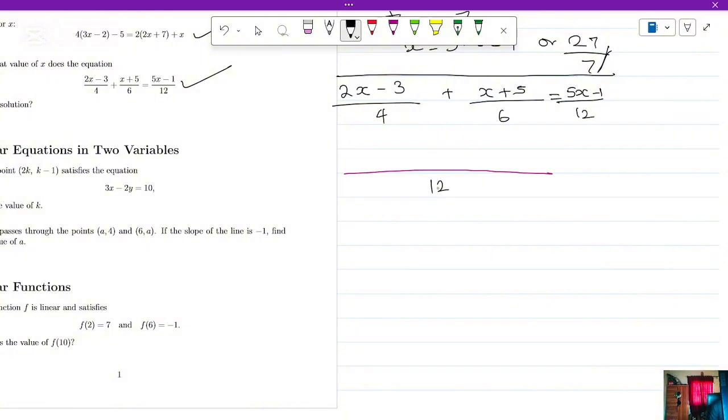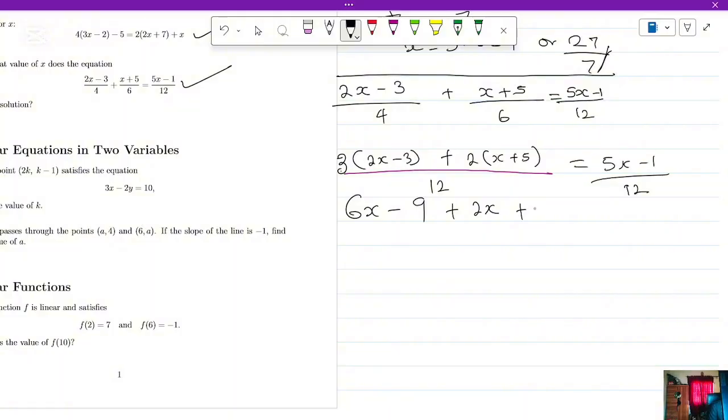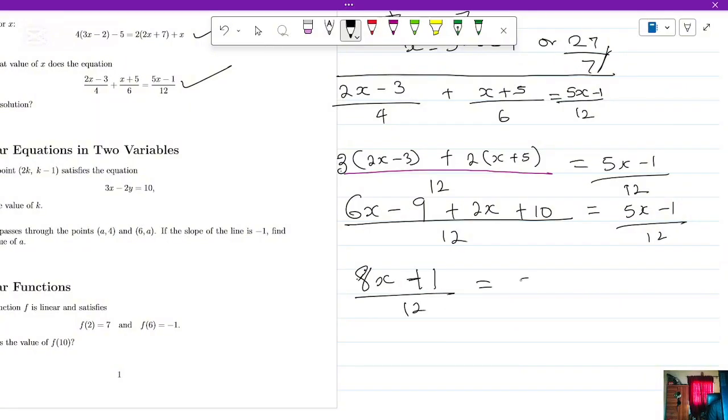So how many 4 can you see in 12? That will be a 3. So in bracket of 2x minus 3 plus, how many 6 can you see in 12? That will be a 2. Then in bracket of this, equal to 5x minus 1 over 12. So 3 times 2x, that is 6x minus 9 plus 2x plus 10 over 12 equal to 5x minus 1 over 12. So what is the next thing? 6x plus 2x, that will be 8x. Then minus 9 plus 10, that is what? Plus 1 over 12 equal to 5x minus 1 over 12.